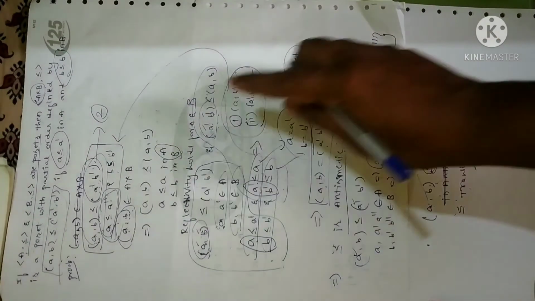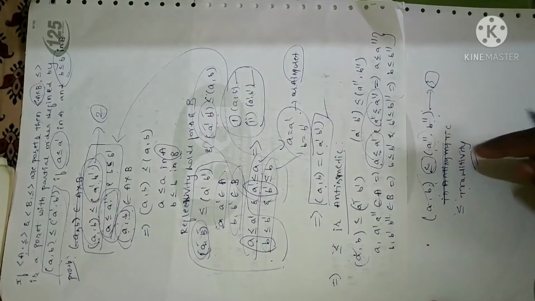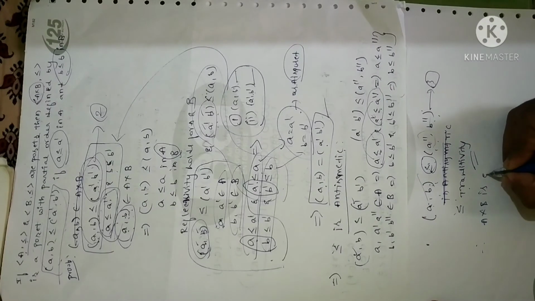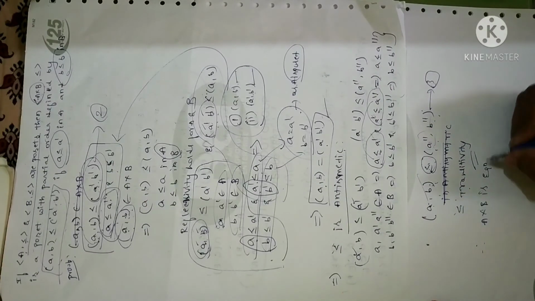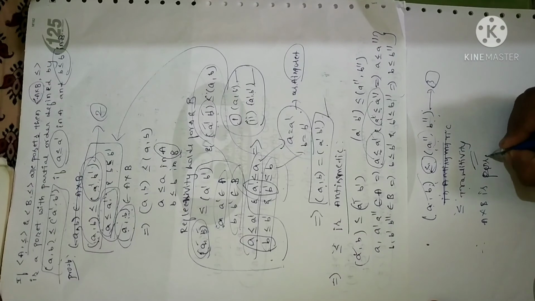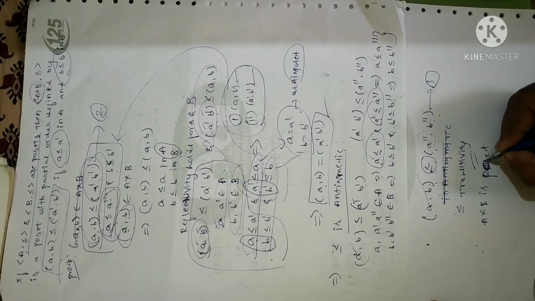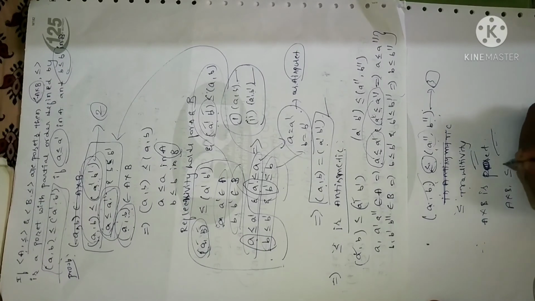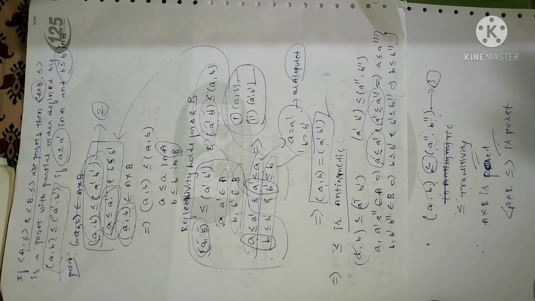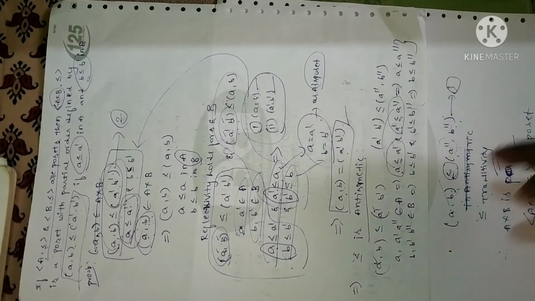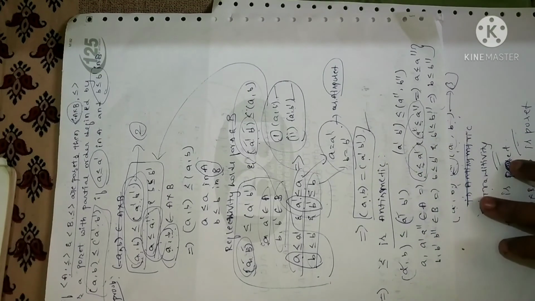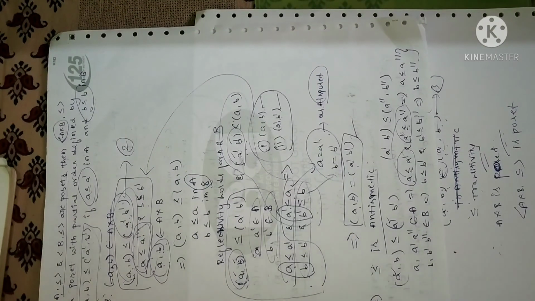So as it satisfies reflexivity and antisymmetry, and transitivity, I can say A cross B is a poset, since it is satisfying antisymmetric but not symmetric. Or else I can say A cross B comma less than or equal to, which is the standard representation, is a poset. It might be somewhat confusing, but I'll send you the notes. You just go through the notes once, then you will understand well.